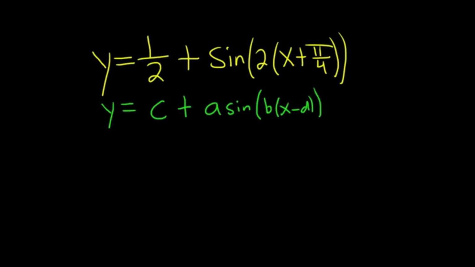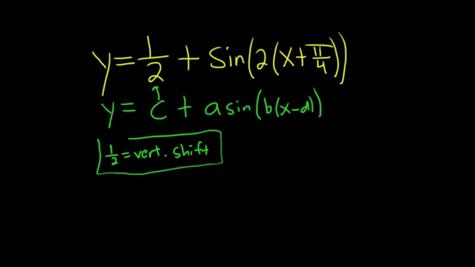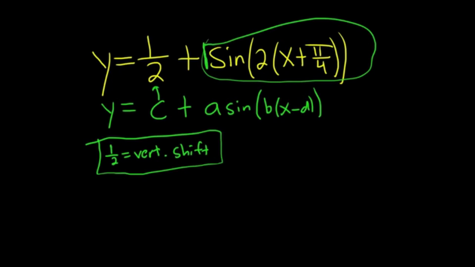So for example, c here is the vertical shift. So 1/2, that's our vertical shift, or vertical translation. That means it's going to take this function here and add 1/2 to it. So it's going to shift the whole thing up by 1/2. The number here, that's going to be a. And so we know from a formula that the amplitude is equal to the absolute value of a. So in this case, it's just the absolute value of 1. So the amplitude is equal to 1 in this case.